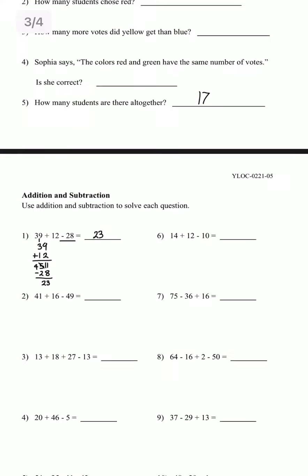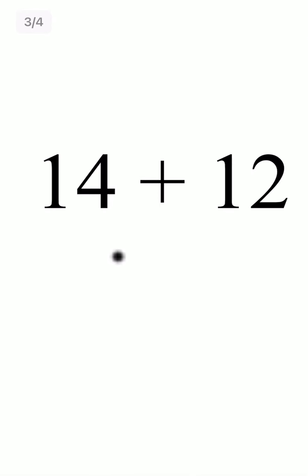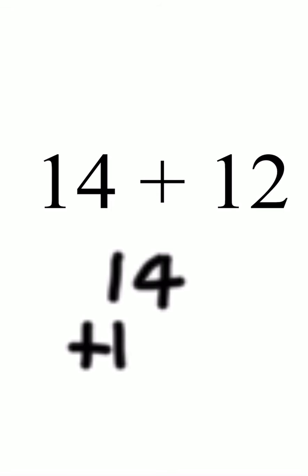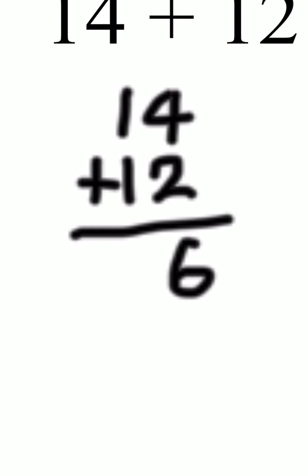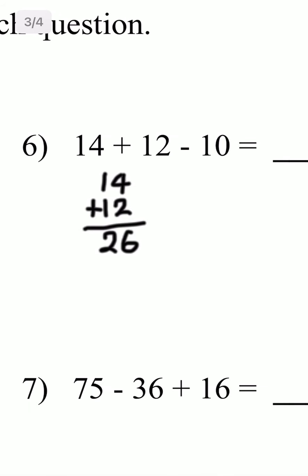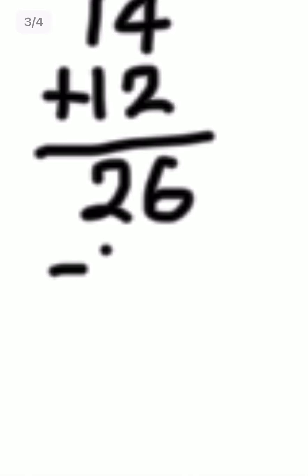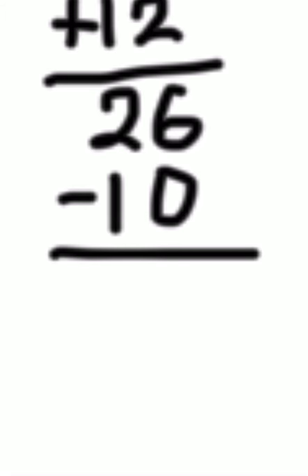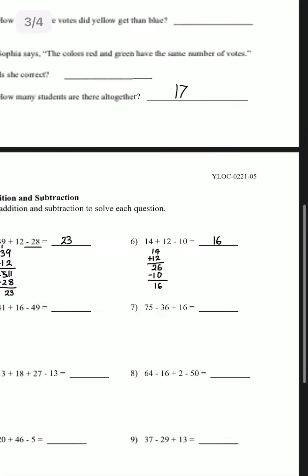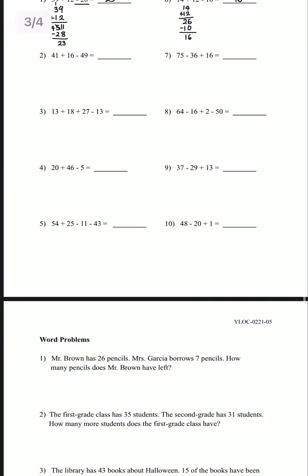Let's look at number 6. 14 plus 12. 4 plus 2 is 6. 1 plus 1 is 2, so it would be 26. And then when we subtract 10 from 26, we would get 16. So the answer is 16. Let's look at the next page.